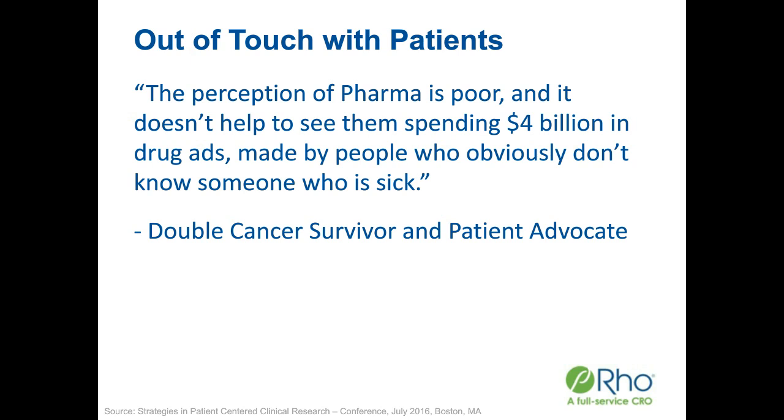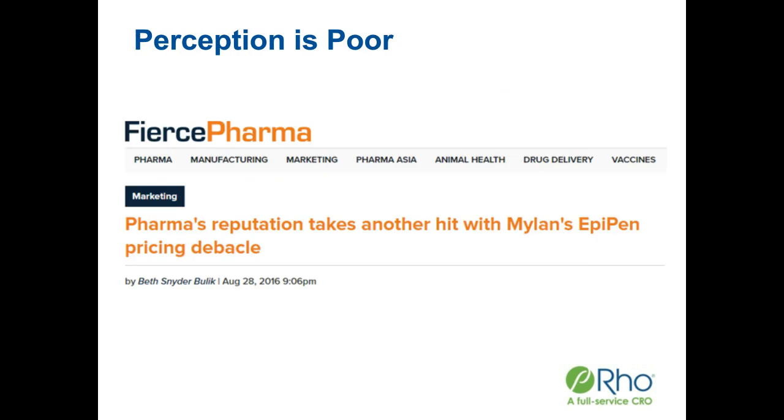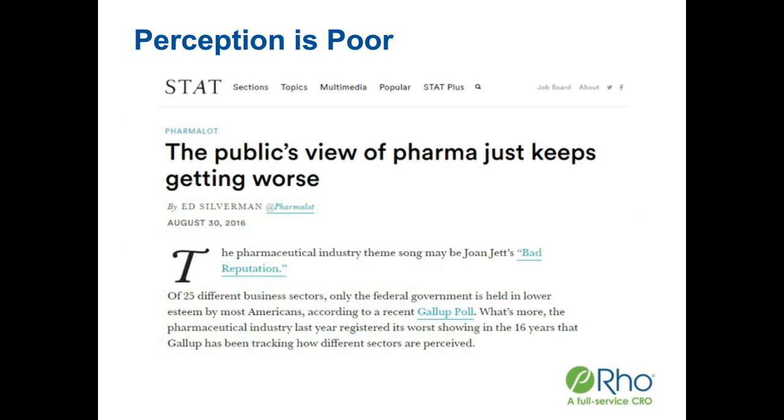Of course, every few years, it also seems that we have some case that gets a lot of press about a company seeming to value profits over patients. And this past year, we heard a lot about the company that manufactures EpiPens and how they decided to price them. And then you can look in the news and see articles, things like this. This is an article reporting on a Gallup poll that found that only the federal government is held in lower esteem than the pharmaceutical industry. And I don't know about you, but that is not a company I want to be keeping right now, at the bottom of that list.